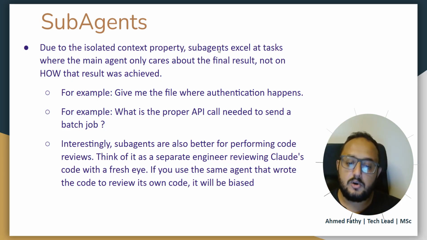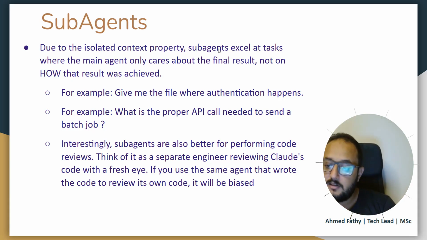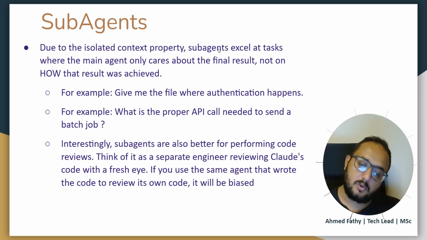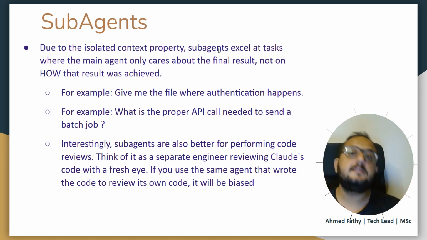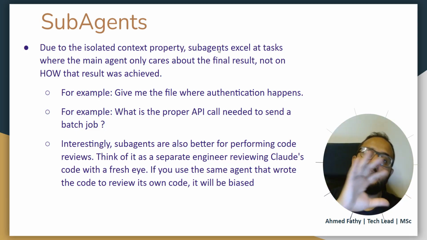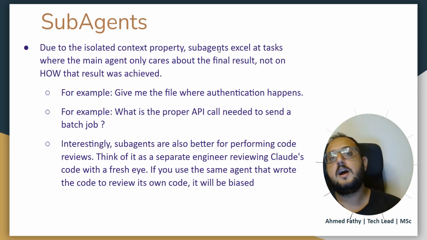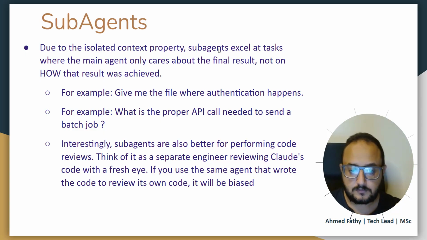Interestingly, sub-agents are also better for performing code reviews, and this is actually important. Think of it as a separate engineer reviewing Claude's code with a fresh eye. If you use the same agent that wrote the code to review its own code, it will be biased, and this is why it is actually best practice. If you write code using Claude and then you would like to review that code, don't ask the exact same agent that wrote the code to review it. You actually need to spawn a sub-agent for code review.